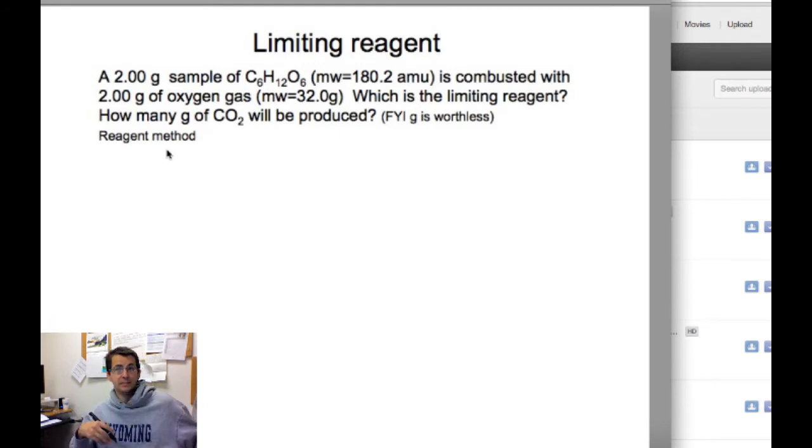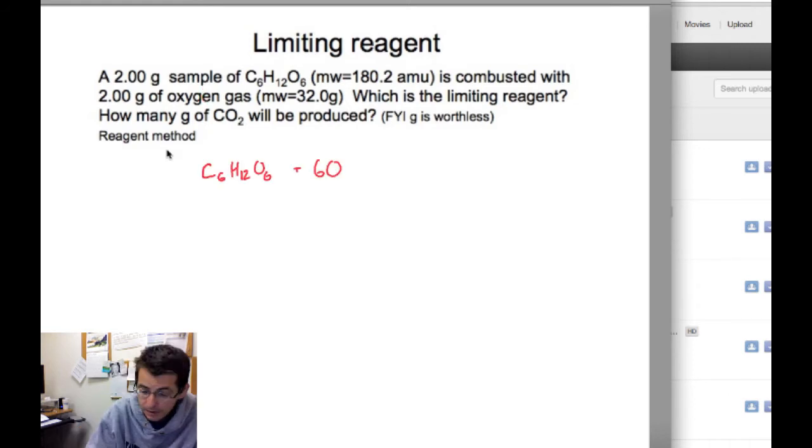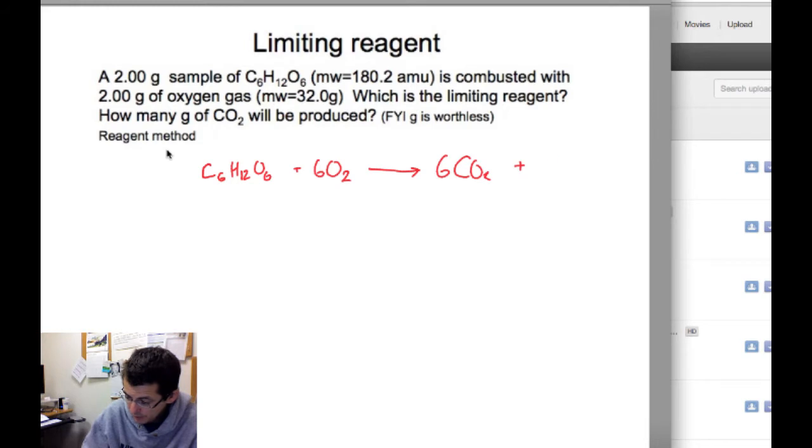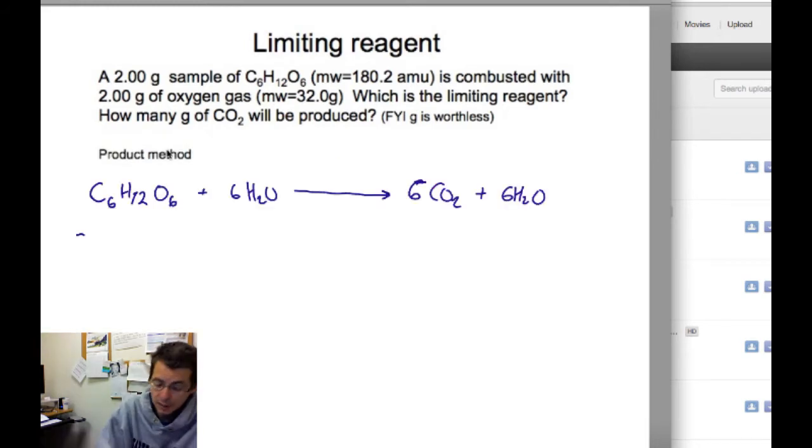In fact, if you balance this equation, C6H12O6 plus 6O2 goes to 6CO2 plus 6H2O. Let's use this method to predict the amount of CO2 produced. So this is what we're looking for, grams of CO2. So they give us 2 grams of C6H12O6, and our first task is to find the limiting reagent.